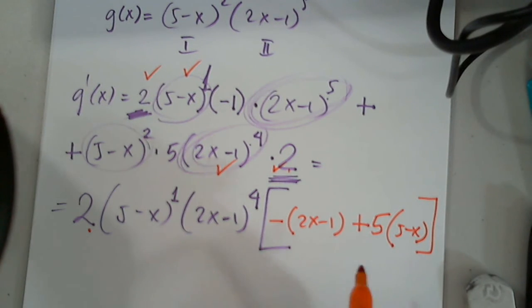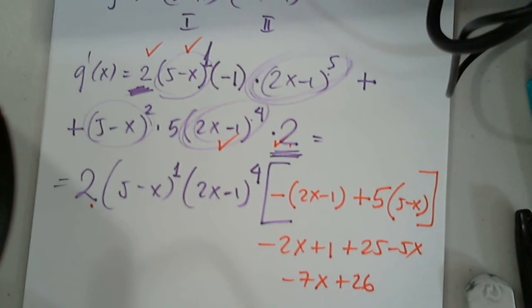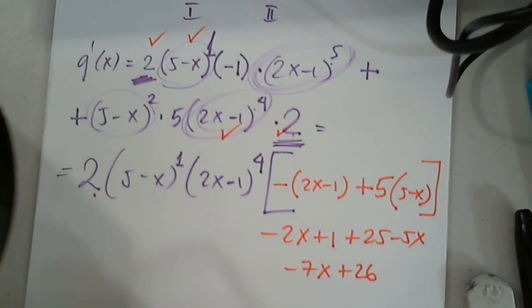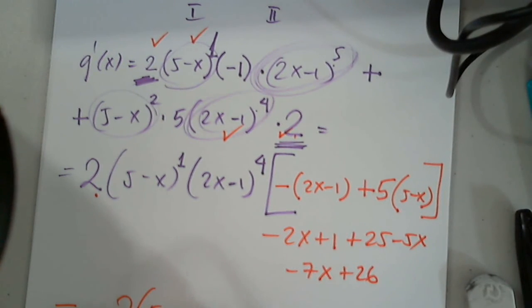I need to calculate this. So this is negative, simplify it. Plus 1 plus 25 and minus 5x, combining like terms. Negative 7x plus 26. And I will factor out negative 1. So the final answer is negative 2, parentheses, 5 minus x.